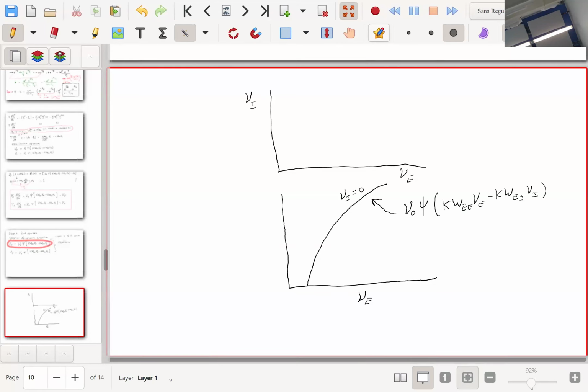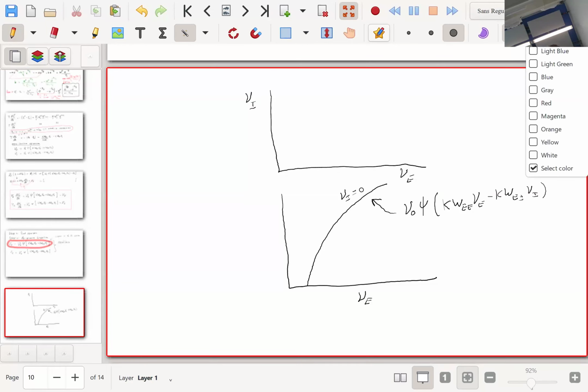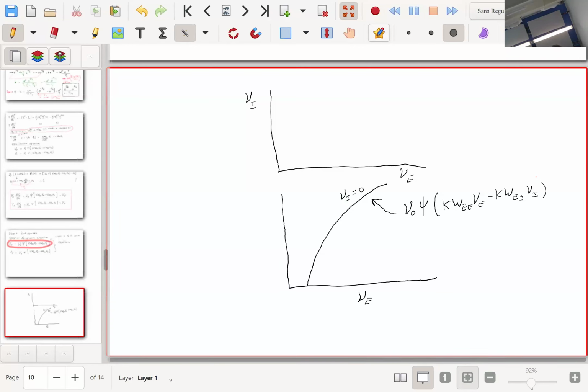Okay? And we're going to also plot on the same plot the 45-degree line. So in some sense, this axis is also nu E. And this is where the curves intersect. Okay? And again, we're going to have an equilibrium. Okay? We're going to find the equilibrium.